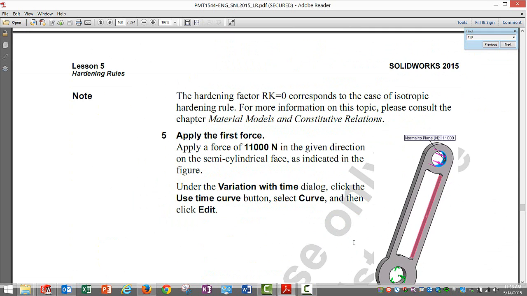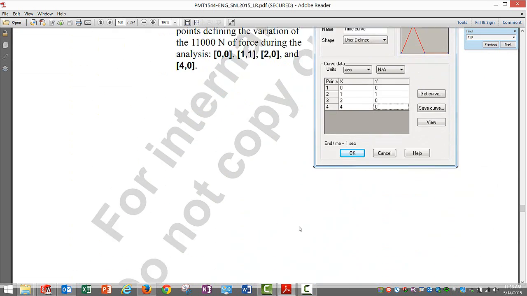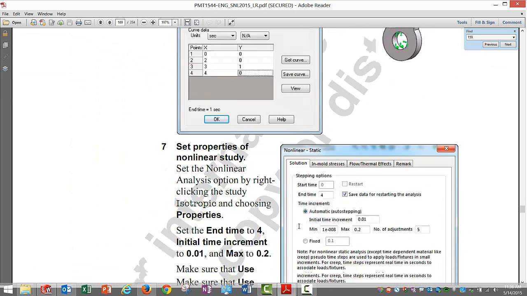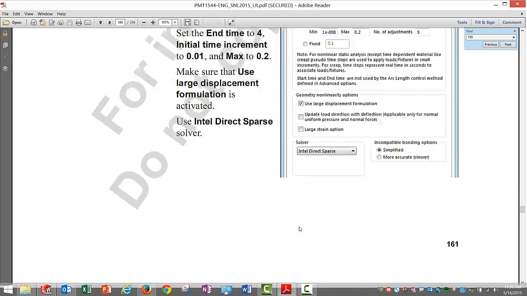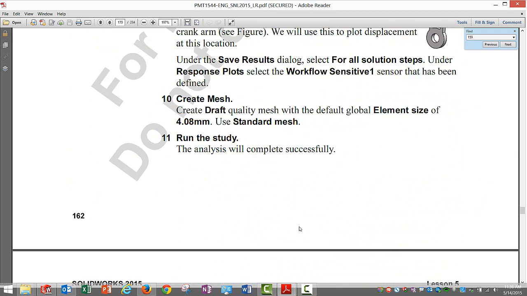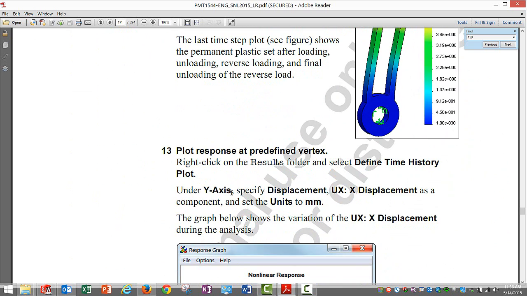That is what we discussed. We have applied the force. We do go ahead with that. Time curve, and what else? 11,000. This is what we saw. We apply it in the opposite direction. Take this, solve it. Yeah, all these were discussed. So at time instant 4, we saw a deflection of around 5.4 millimeters.